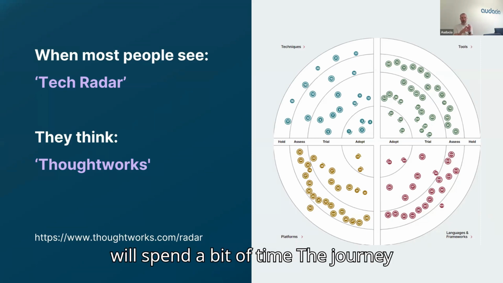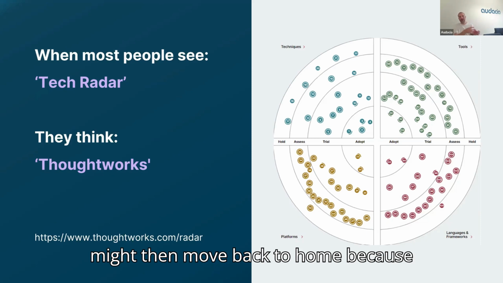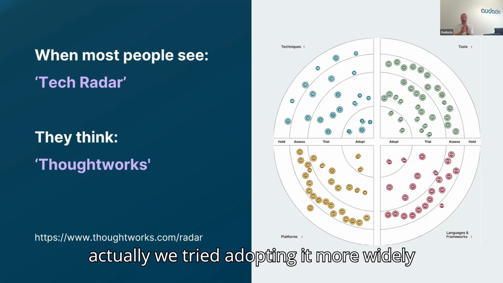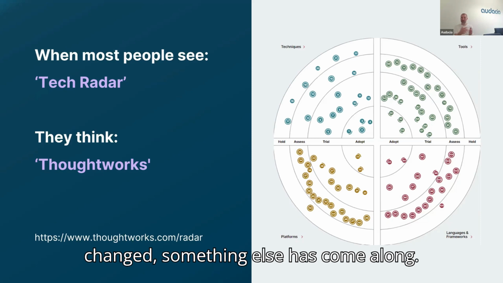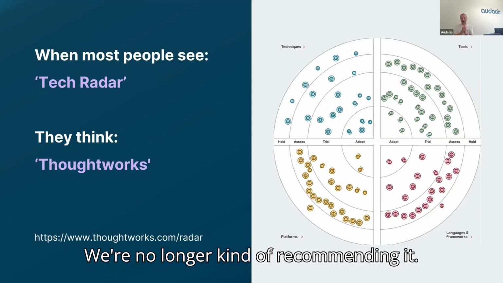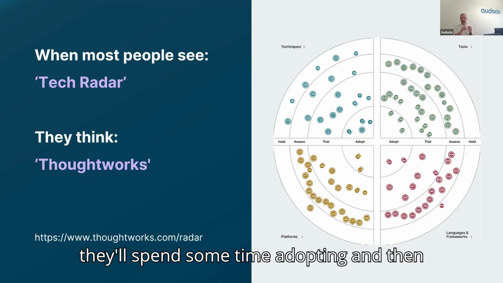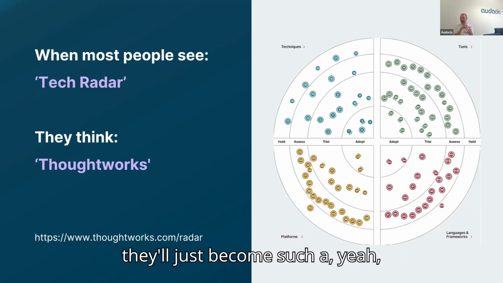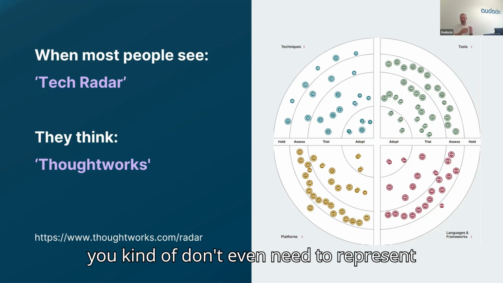And then most things will spend a bit of time in the adopt ring. The journey from there is an interesting one. It might move back to hold because we tried adopting it more widely and something's changed, something else has come along, we're no longer recommending it. Sometimes things will spend some time in adopt, and then they'll become such a default choice that you don't even need to represent it.